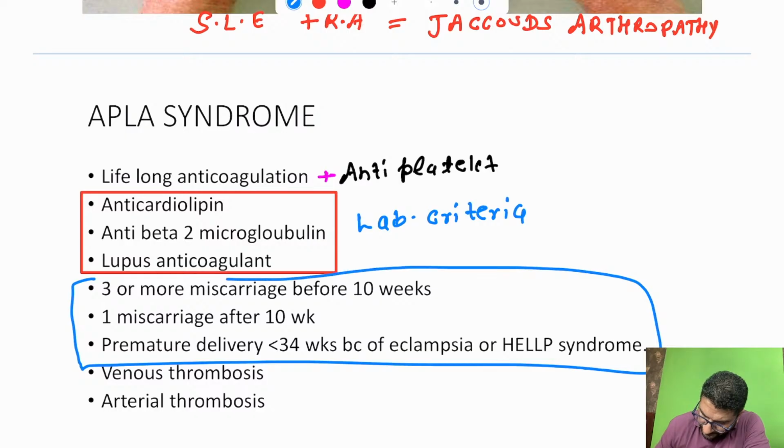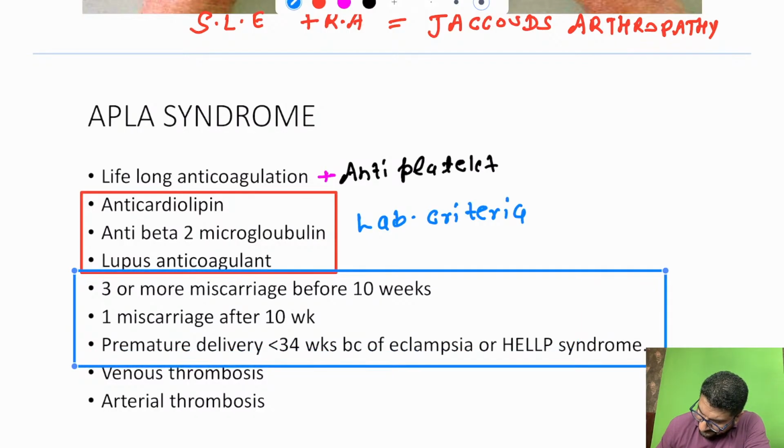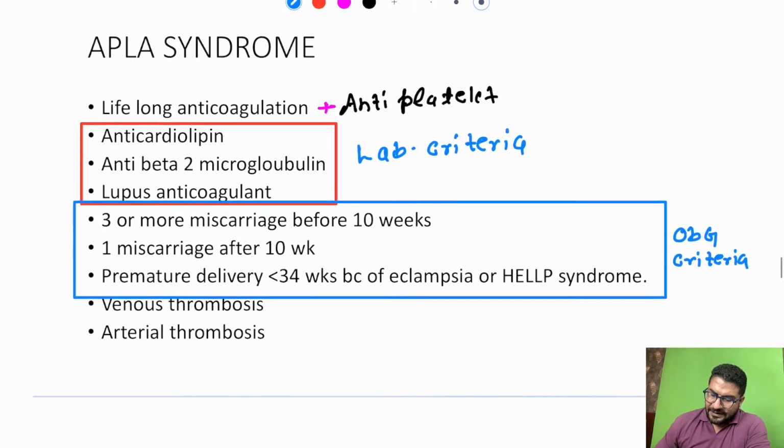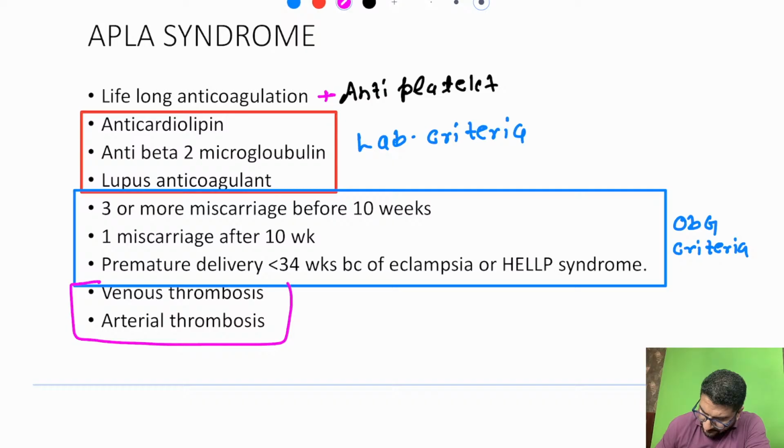We call this obstetrical criteria. So one is lab criteria and second is obstetrical criteria. So patient को लैब में इन तीनों में से कोई एक एंटीबॉडी मिलनी चाहिए. Then patient should have any one of these features. And third will be a medicine criteria. And what is this medicine criteria? Understand, the patient should have a history of arterial or venous thrombosis. So this is your medicine criteria.